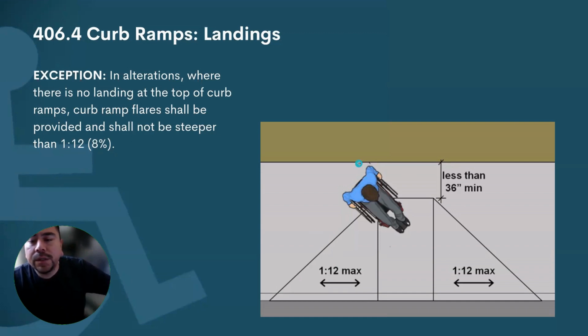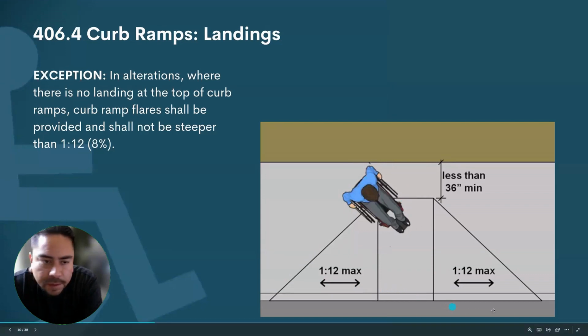This is an alteration to an existing facility where there's a building here and I don't have the space to get that landing. Then the slope on my flares has to be lower than 10%. So now we have 8% here. This is only in alterations. If it's new construction, no alterations, okay? You're limited by other things and you just don't have the right of way to create the appropriate landing length. Not ideal, but they do give you that exception.